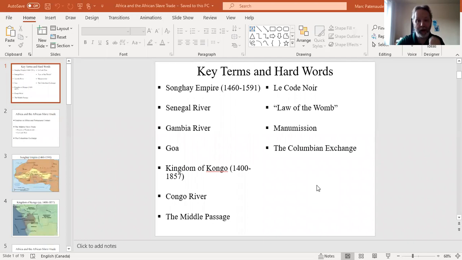All right, so that is the end of the origins. That is the end of the background to exploration. So we're going to not pause the lecture, but we're going to pause here for a second. And we're going to shift our view and focus more exclusively on Africa itself, which means we are going to look at Africa and the African slave trade.